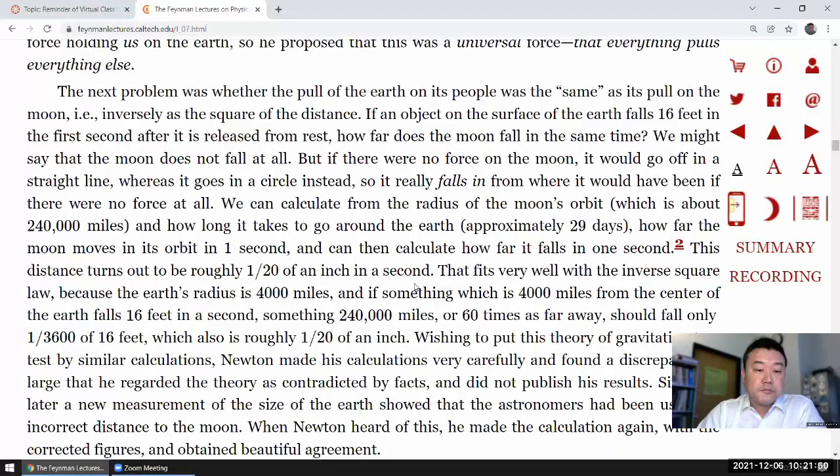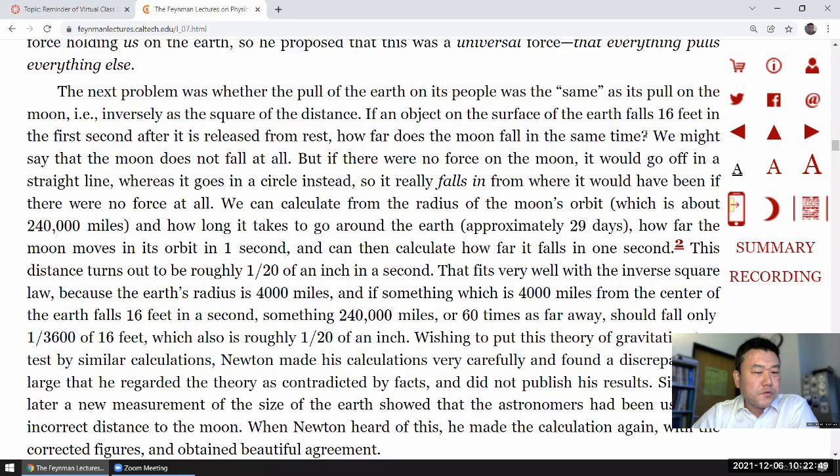The next problem was whether the pull of the Earth on its people was the same as its pull on the moon, that is, inversely as the square of the distance. If an object on the surface of the Earth falls 16 feet in the first second after it is released from rest, how far does the moon fall in the same time?